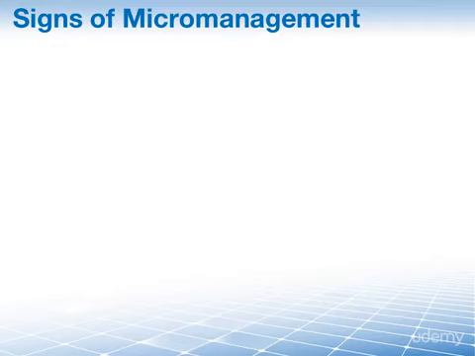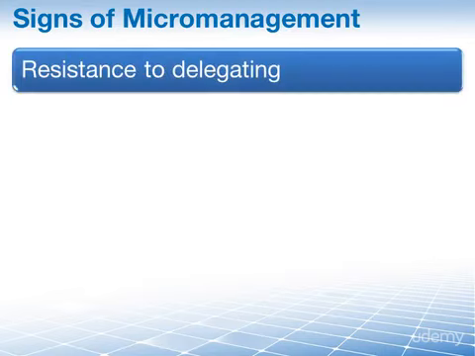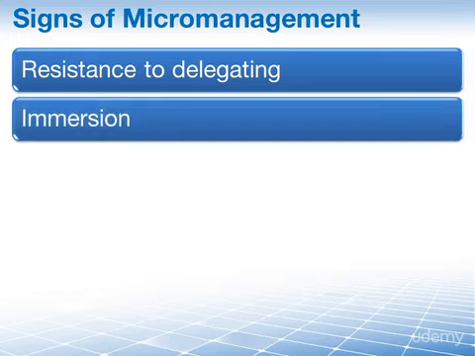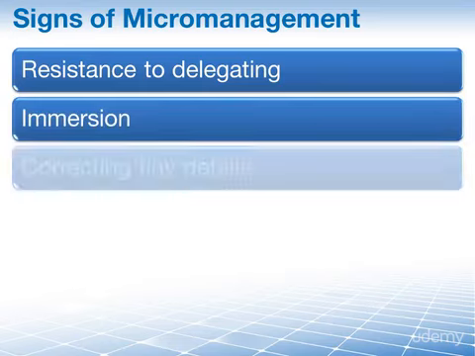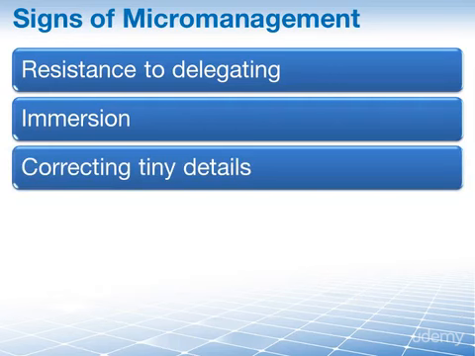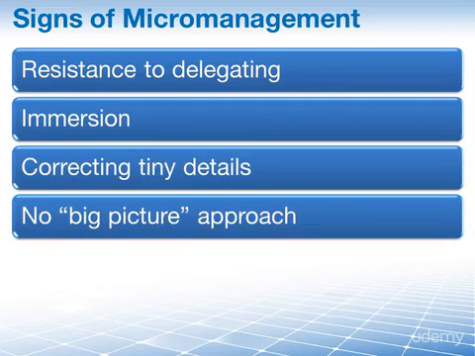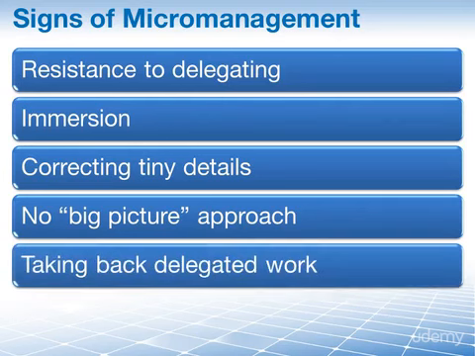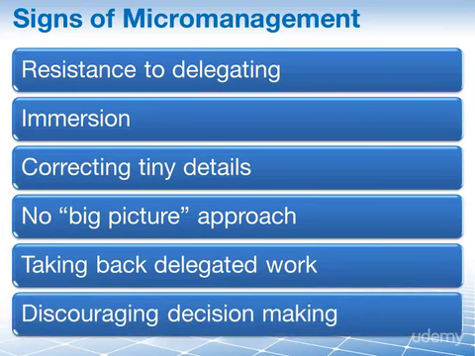So how do you know that you have the tendency to micromanage people? Well, here are a few signs of micromanagement, because in general, micromanagers resist delegating. They want to do it all by themselves. They immerse themselves in overseeing the projects of others. They start by correcting tiny details instead of looking at the big picture, and they take back delegated work before it is finished if they find a mistake in it, as well as discouraging others from making decisions without consulting them first.